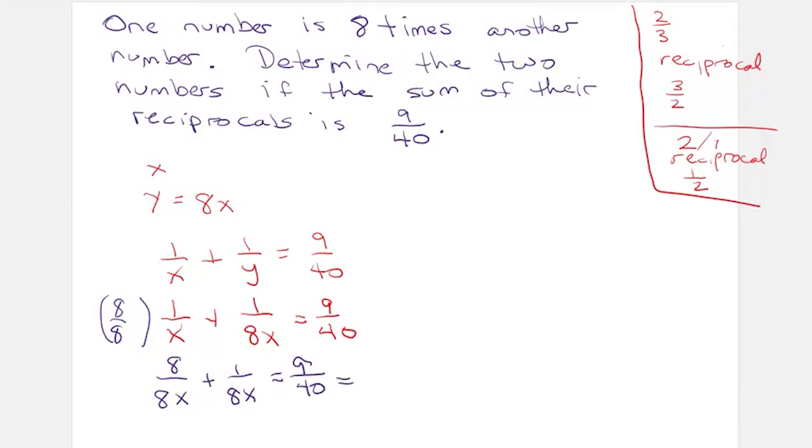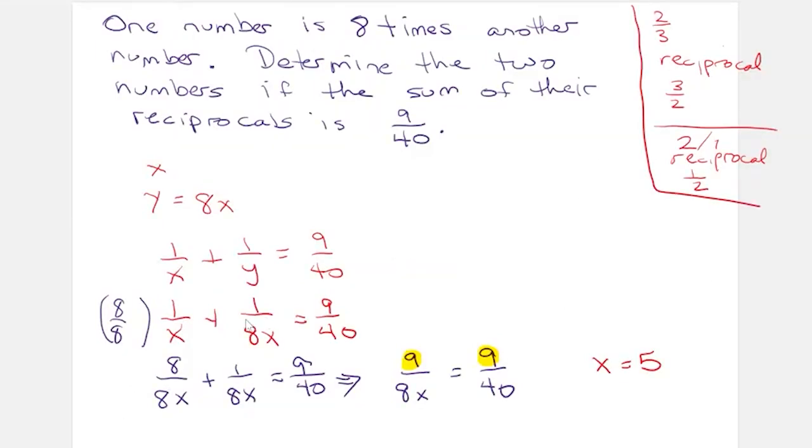Because now I have a common denominator, I can just add the numerators. 9 over 8x is equal to 9 over 40. Well, since this numerator matches this one, I only really have to solve for the denominator. Here, I would get x equals 5, because if x equals 5, 8 times 5 is 40, then the denominators would match. But let's say I had to do more work than that.